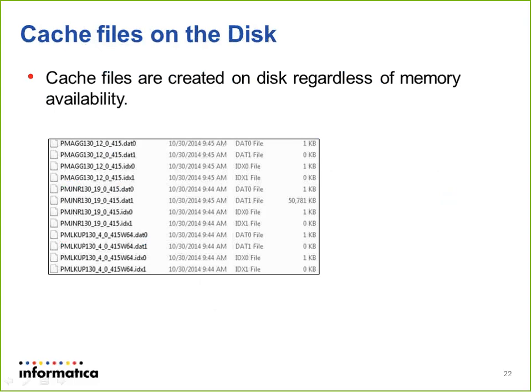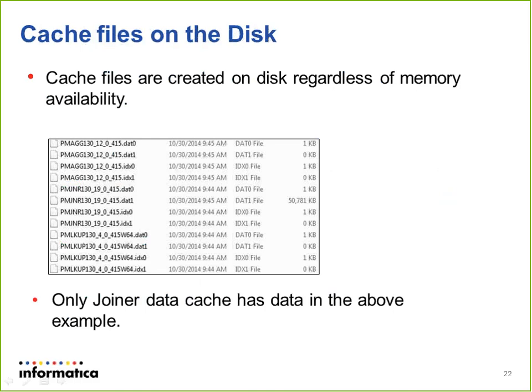They will not have data unless specified as persistent, or will not remain on the disk if incremental aggregation is used. However, these files are used only when the main memory is exhausted. The other cache files would get deleted at the end of a successful session completion. You can see only joiner data cache having the data in the example shown.